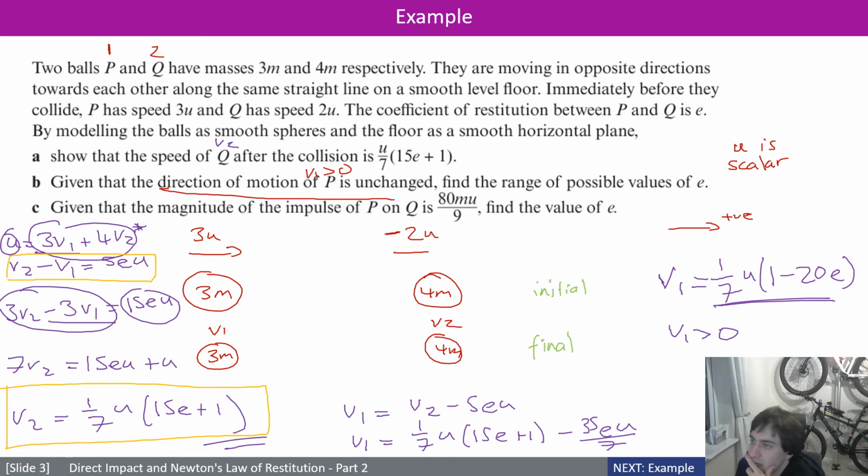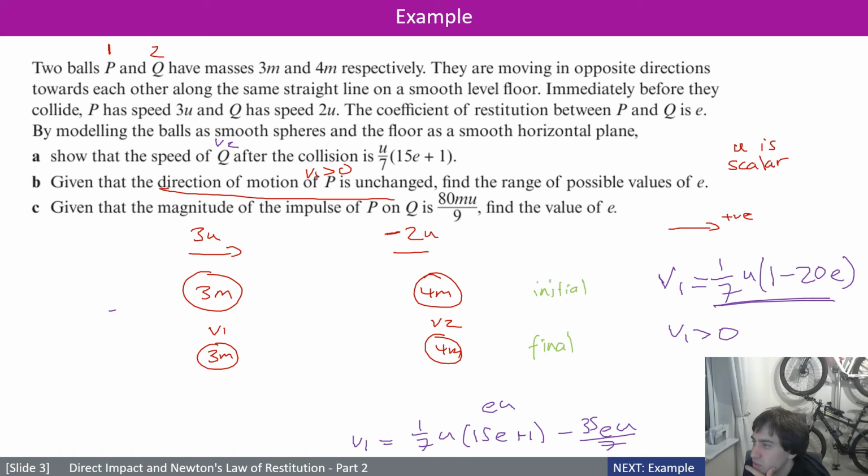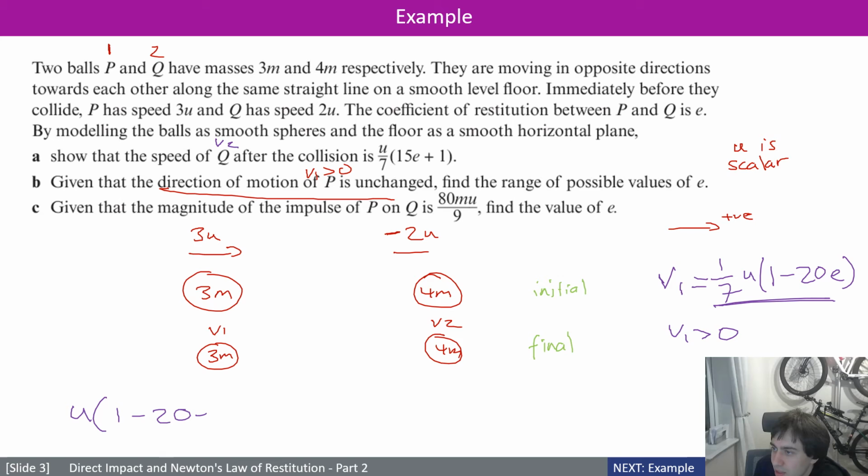Okay, so again, let's clear some space. This question has quite a lot of parts to it. V1 is greater than 0. So therefore, we're just going to set that whole expression greater than 0 and then rearrange to eventually find the possible values of E. So if a 7th U, 1 minus 20E is greater than 0, that's the same as saying U times 1 minus 20E is greater than 0. Okay, so I've already got rid of the 7th. We don't need it. Now we've got to be careful. What do we know about U?